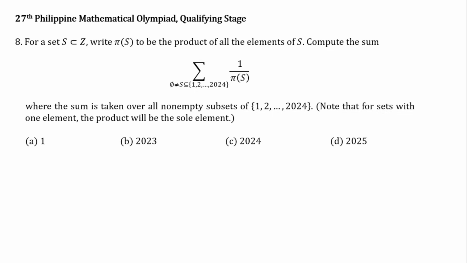Alright, so how do we solve this problem quickly? We can solve this problem quickly by looking for a pattern from small cases. So let's do that. We can start with the set containing only one element, 1. Obviously, the non-empty subset for this is the set with element 1. So what's the pi of S for this subset? Take note there's only one element, so the value of pi of S for this subset is equal to that element. So pi of S is equal to 1. And then getting the reciprocal, the value of the indicated sum must be 1 over 1, which is equal to 1.